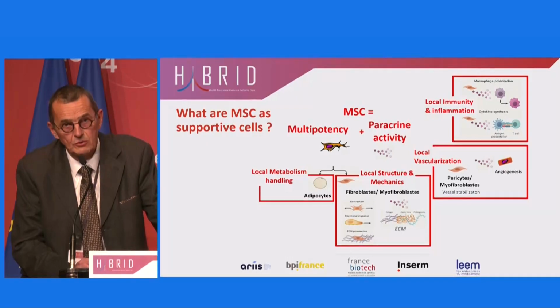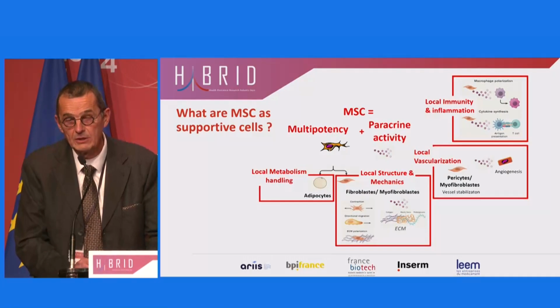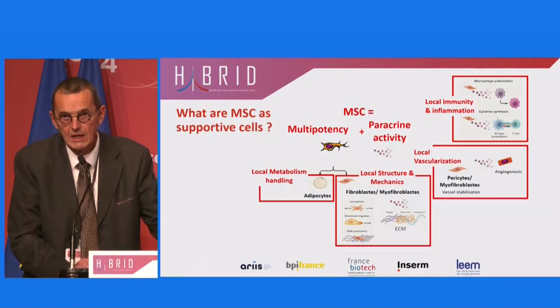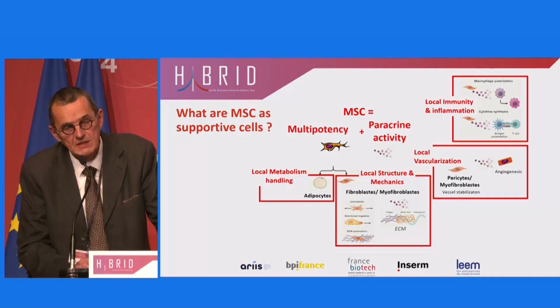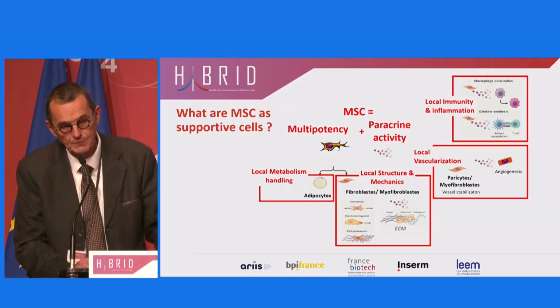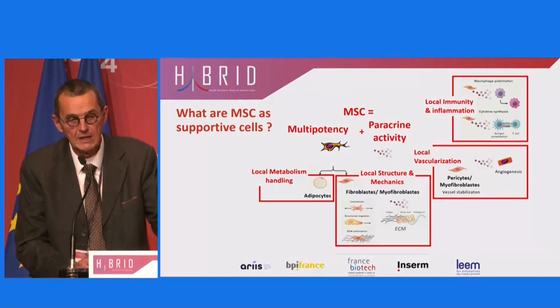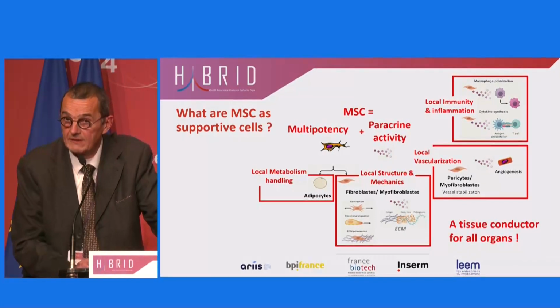They play also a great role in the structure because, in fact, they give rise to fibroblasts. They are responsible to secrete extracellular matrix, and they are involved in its remodeling. And finally, they also have a great capability to handle the metabolism through their capability to differentiate into adipocytes. So, through all of these functions, they behave as a true conductor for all organs.